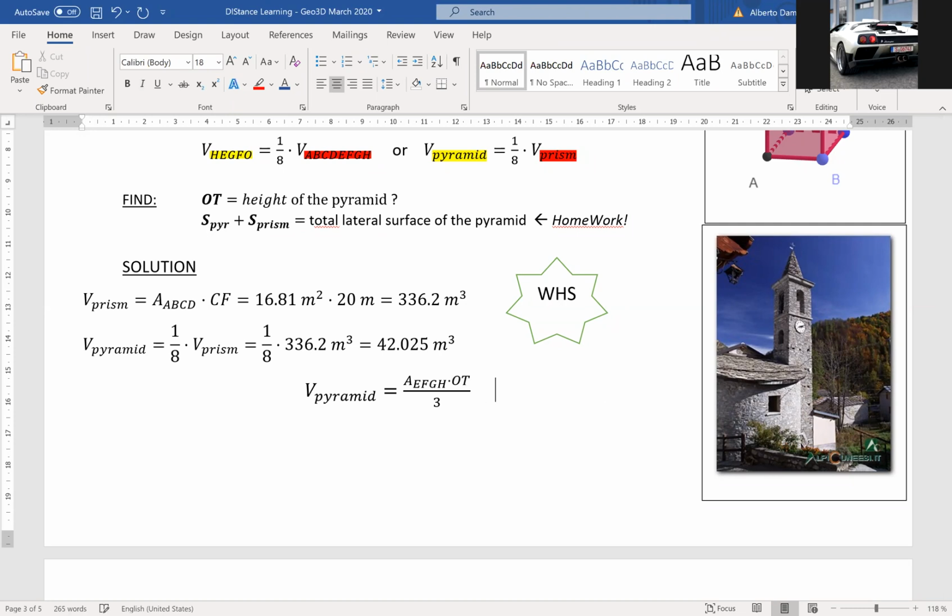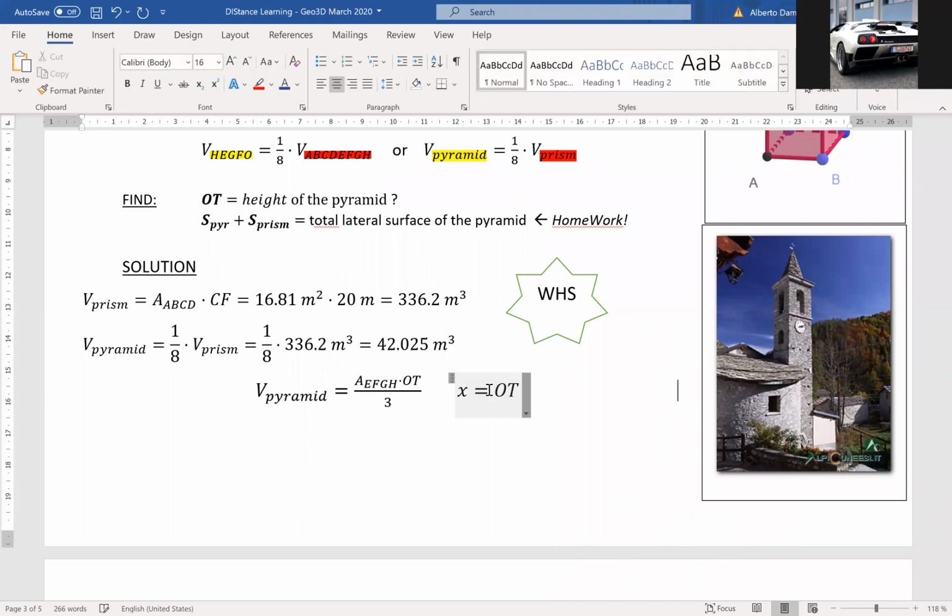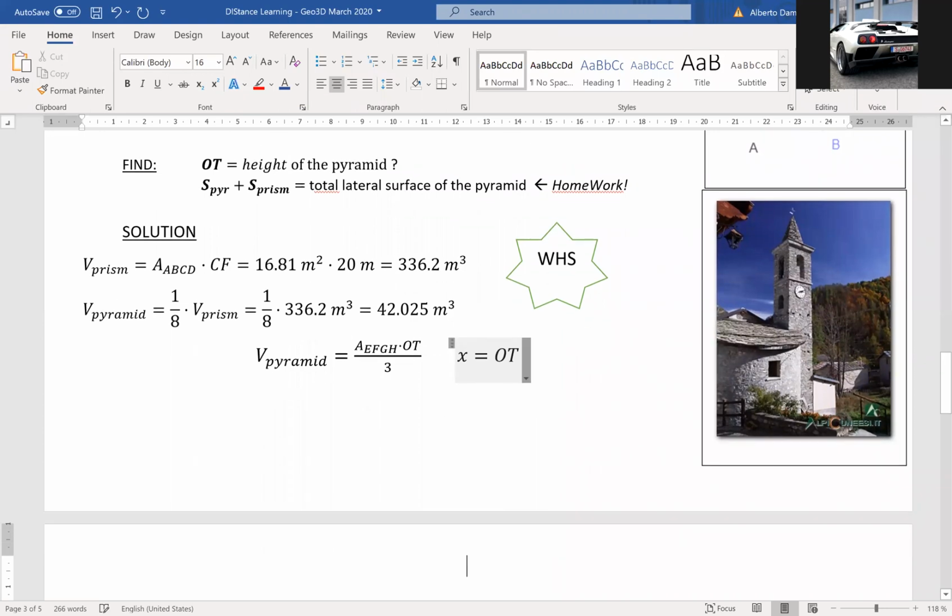I can put x as OT. So now I would like to find the x that is missing.